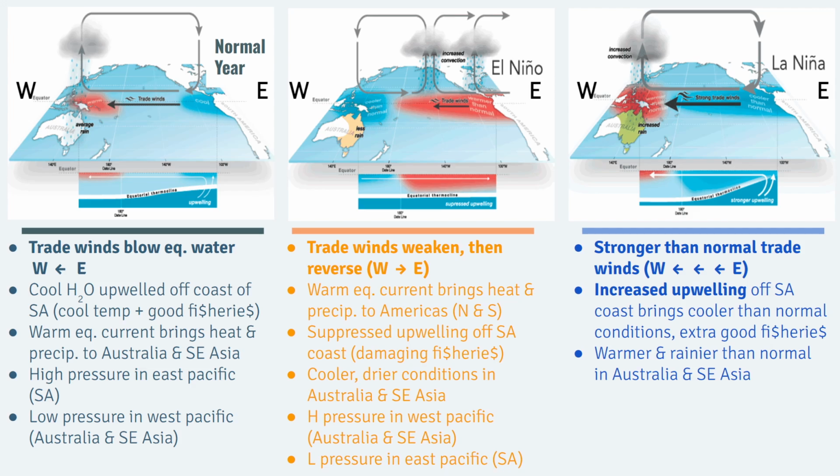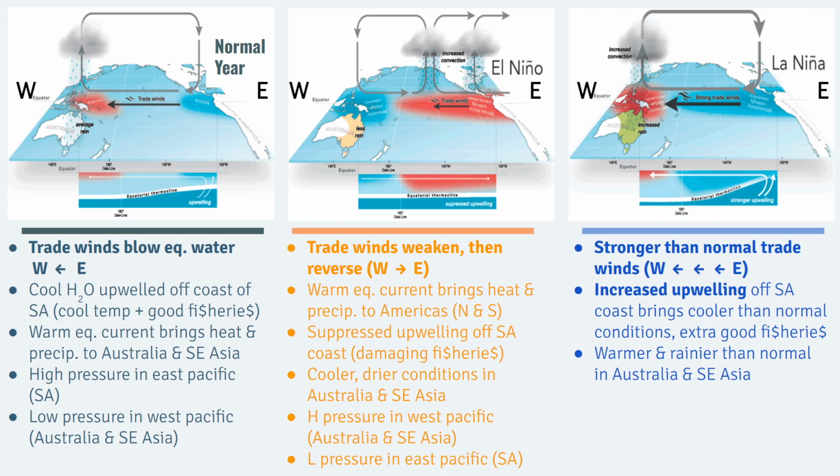This will lead to increased upwelling off the coast of South America. So in the Americas, we are going to see cooler than normal weather, meaning there will be less rain and less precipitation than average, and we're going to see especially productive fisheries due to this increased upwelling effect.